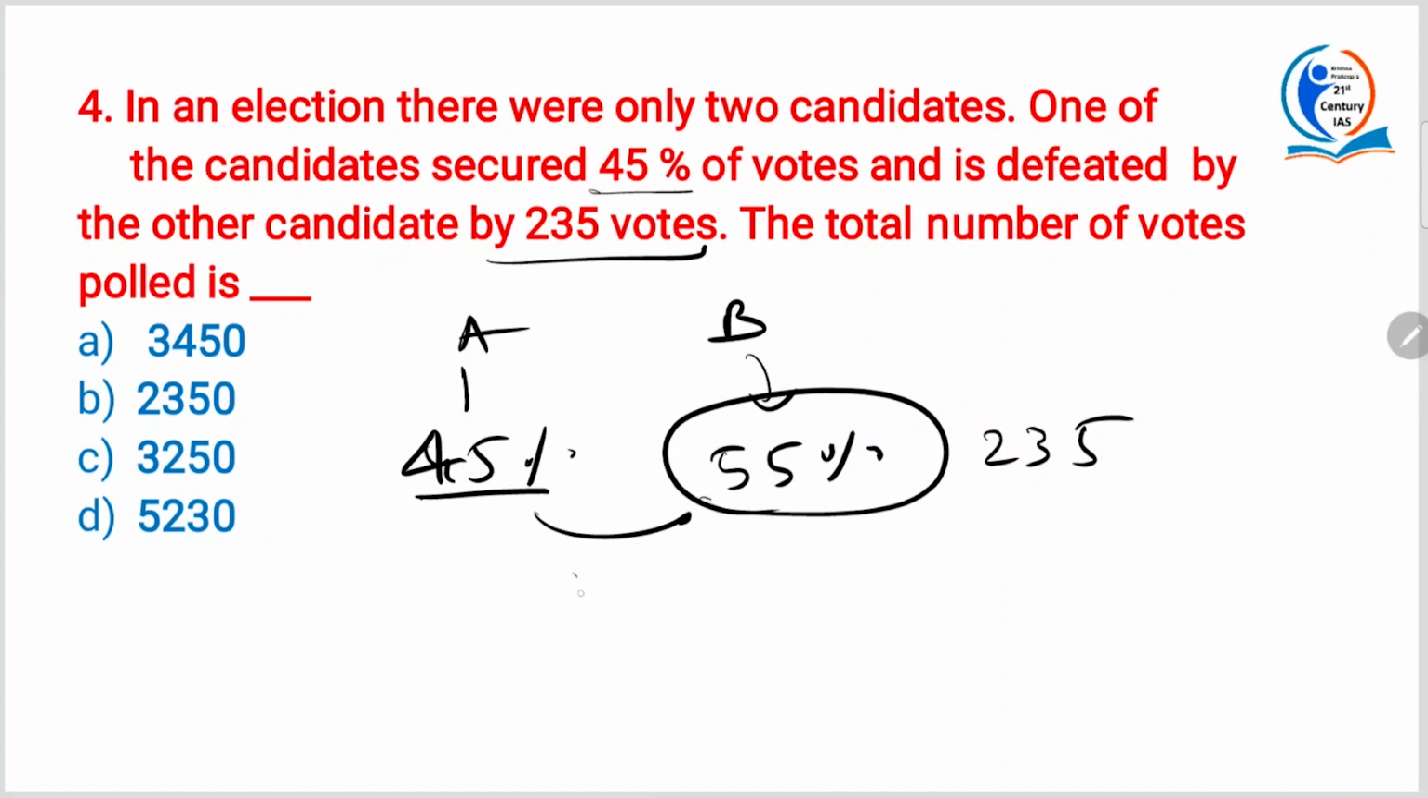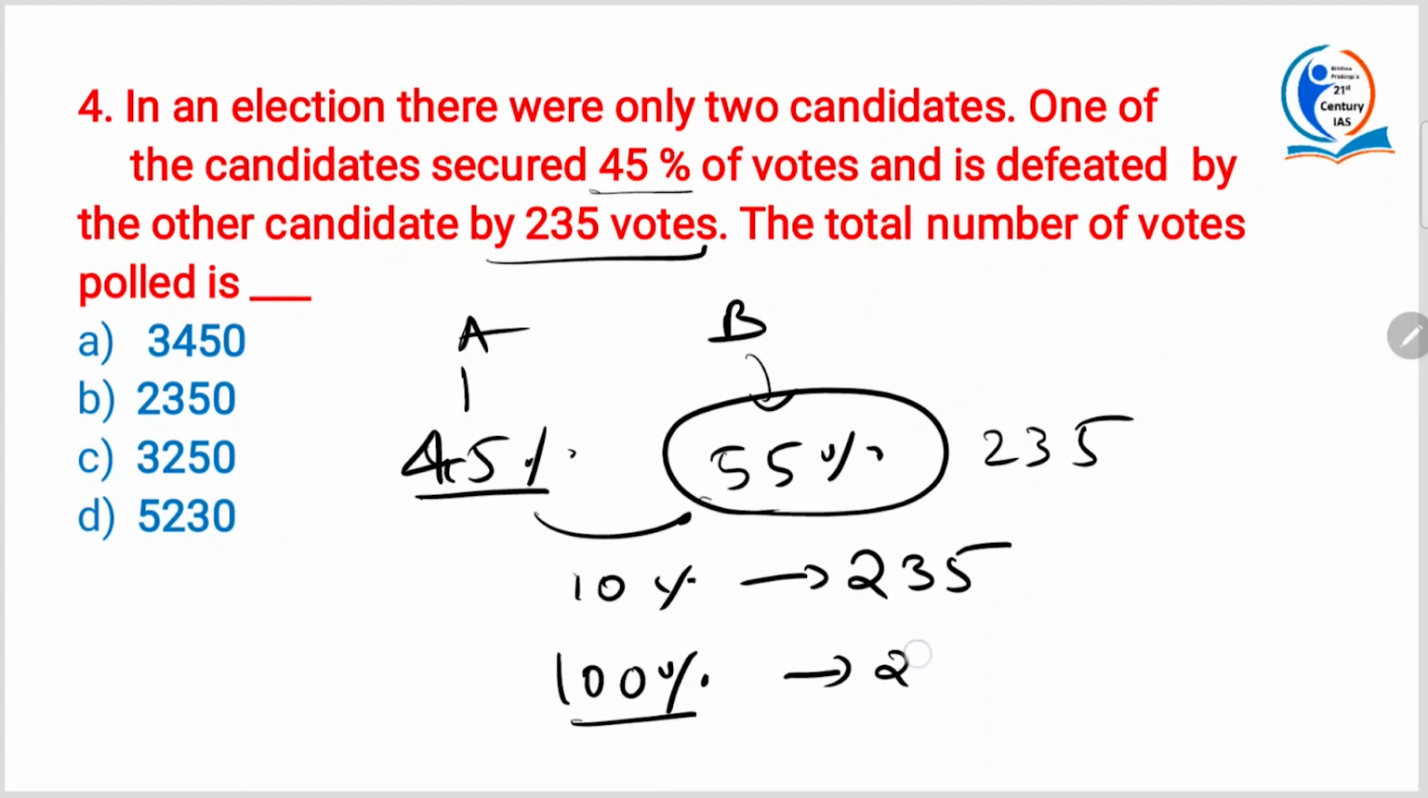Which means 55 minus 45% is how much? 10% is 235. Now the total number of votes polled is 100%, no? If 10% is 235, then 100% would be into 10, so it will be 2350. So B is the answer.